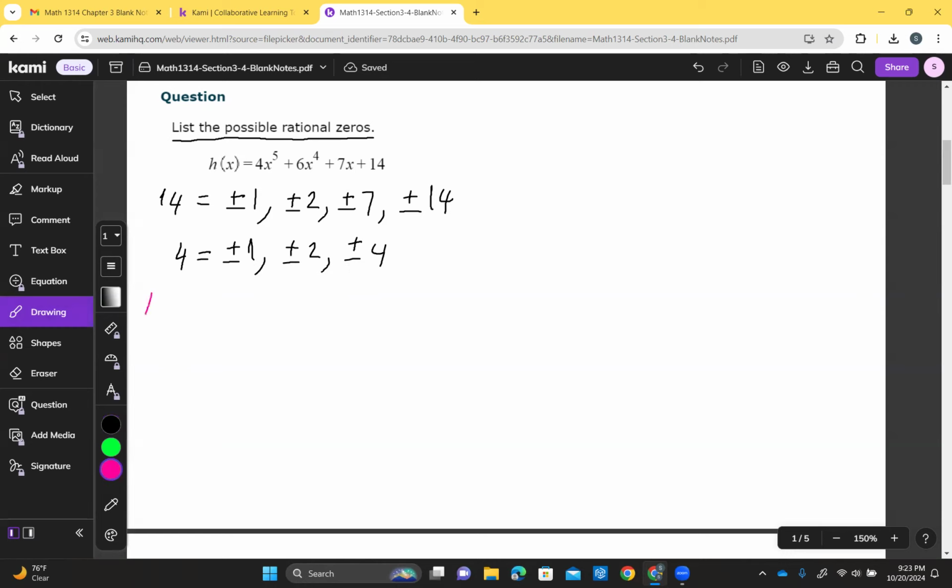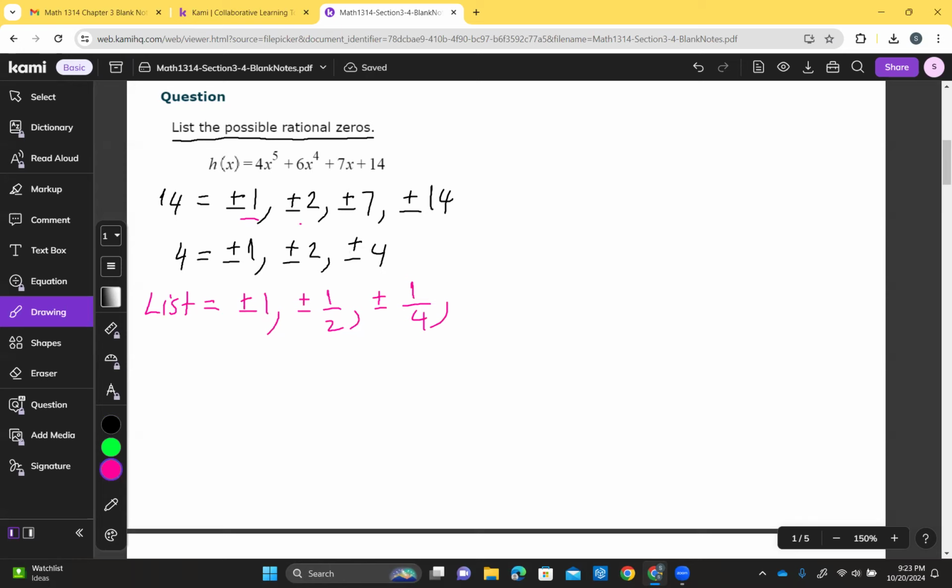Now I'm ready to create the list of possible rational zeros. The first number we're going to use is 1. 1 divided by 1 is just 1. Then 1 divided by 2 is 1/2. Next, 1 divided by 4 is plus and minus 1/4. So these three numbers were generated because we divided 1 by all of these factors of 4.